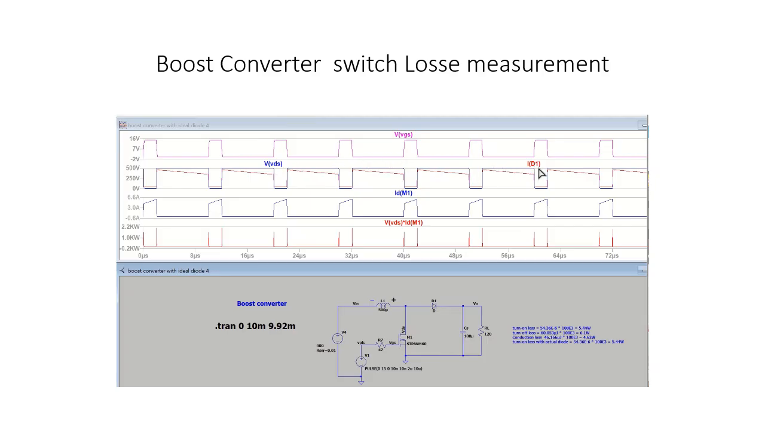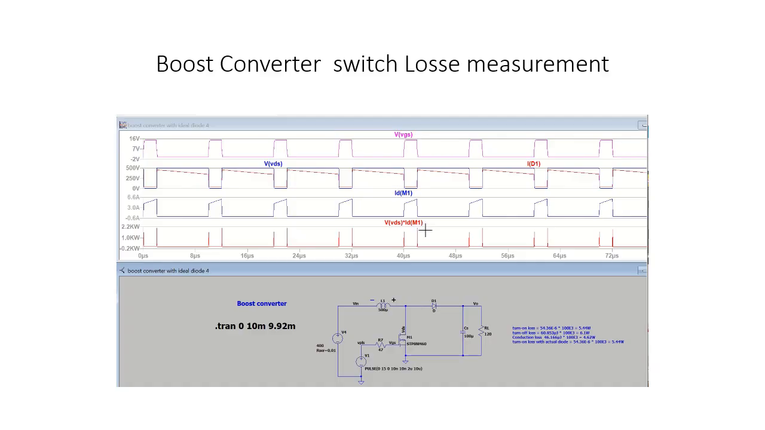and the diode current here. And this is the MOSFET current. MOSFET M1, ID is the drain current of the MOSFET M1, same as the MOSFET current. And this waveform shows the power dissipated in the MOSFET. The power dissipated is voltage multiplied by the MOSFET current, VDS multiplied by ID of M1.